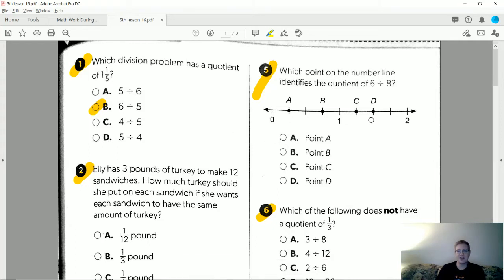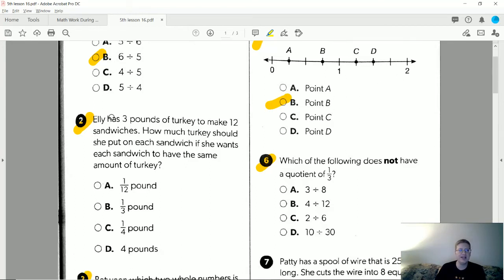I'm going to skip across to number 5 here. Which point on the number line identifies the quotient of 6 divided by 8? So that would be 6/8. And I have 1, 2, 3 spots in between, so I've got 0, and then here's 1/2. So 6/8 would be the same thing as 3/4, and that would match with point B.